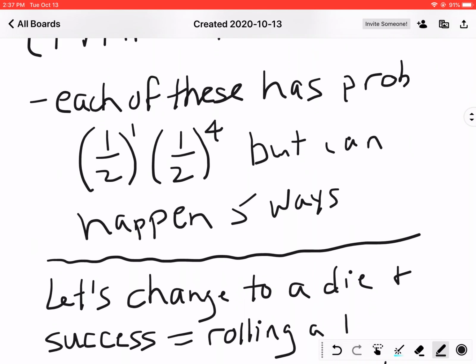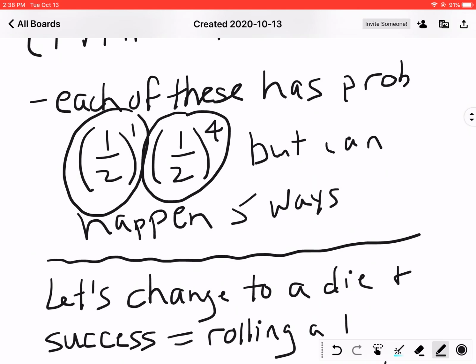By the way, each of those probabilities would be expressed as 1/2 the exponent 1 times 1/2 the exponent 4. And yes, you can rewrite that as 1/2 the exponent 5. But I want to point out that this first one represented the success, or getting the head, and these 4 represented the tail 4 times. But it could happen 5 ways. So the answer to that question, how many ways can a head appear exactly once, would be 5 times 1/2 the exponent 5. You could combine those.